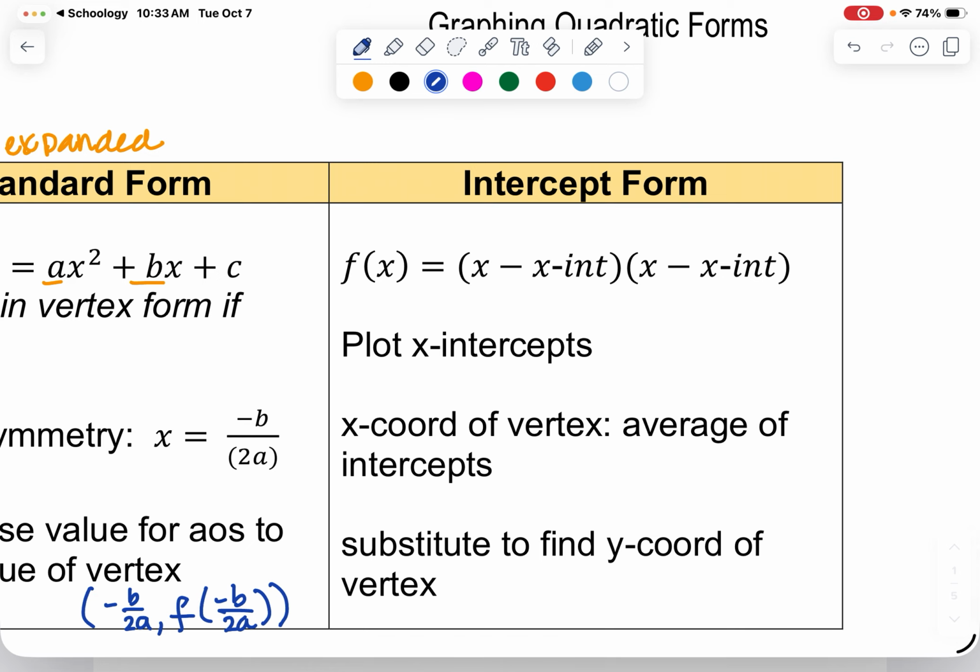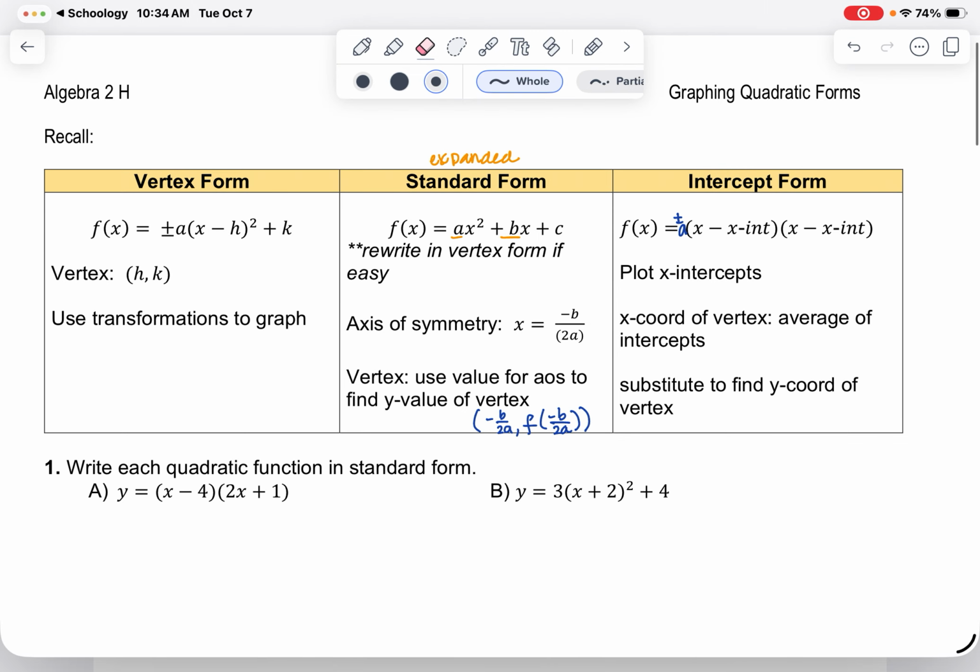Intercept form is f of x equals, and this can have an a value in front of it, which can be positive or negative also, but it's x minus the x-intercept times x minus the other x-intercept. You plot the x-intercepts by setting each factor equal to 0 and solving, and then writing the x-intercepts as ordered pairs. To get the vertex, you take an average of the x-intercept values because it's directly in the middle. So if it was -3 and +3, 0 is directly in the middle, which is just an average. And then to find the y value, you plug that back in. This was all in the first video, but it's just restating everything there.